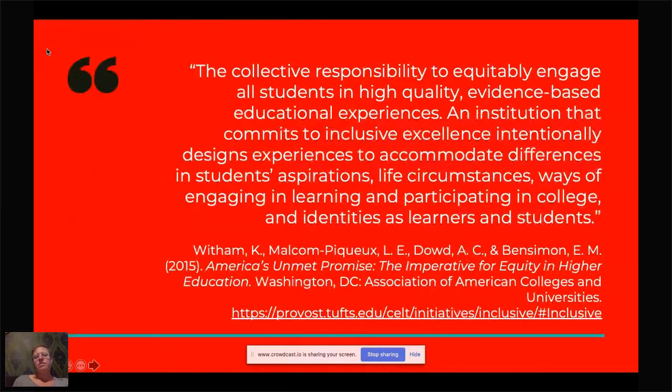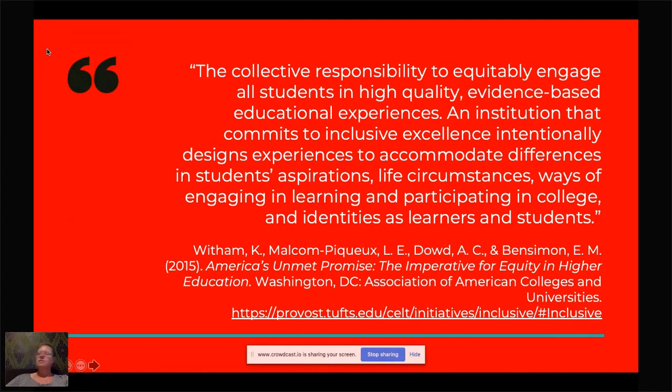So this is the definition of inclusive excellence from Witham, Malcolm-Fouché, Dowd, and Bensimon. They define it like this: inclusive excellence is the collective responsibility to equitably engage all students in high-quality, evidence-based educational experiences. And I like the way they talk about collective responsibility, because today we'll be talking about what each of us can individually do in the classroom, but it is something that I think we need to have group conversations about and about what it means.